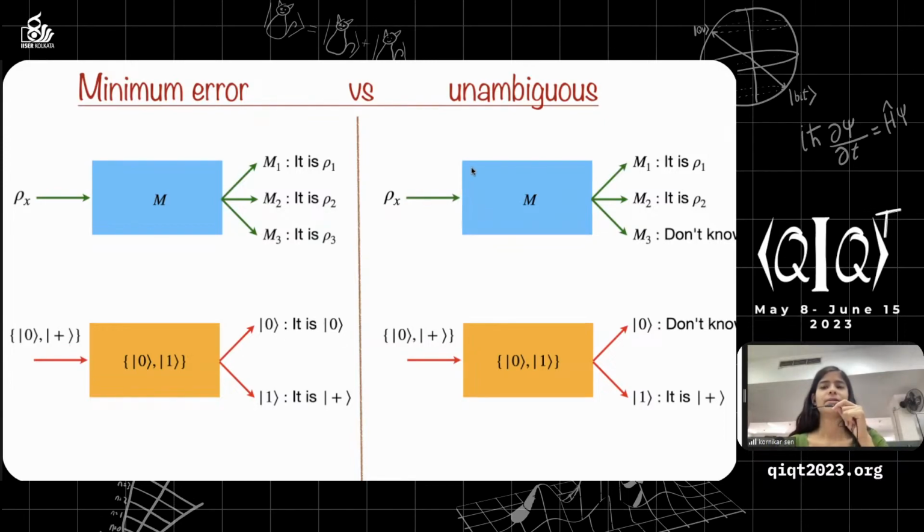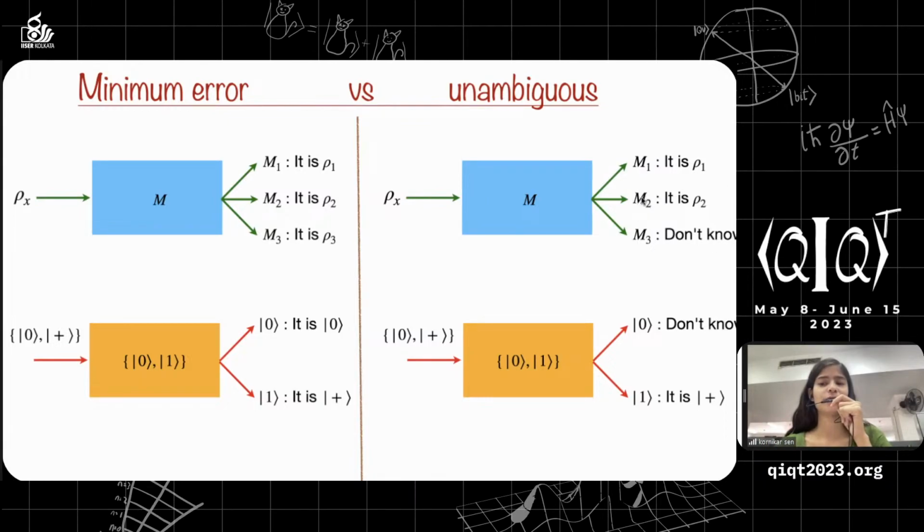Then comes the unambiguous discrimination, where again you take the state and measure it and you have some outcomes, but you don't always answer depending on all outcomes. For example, if you have M1 as output, you can say the state is rho 1.